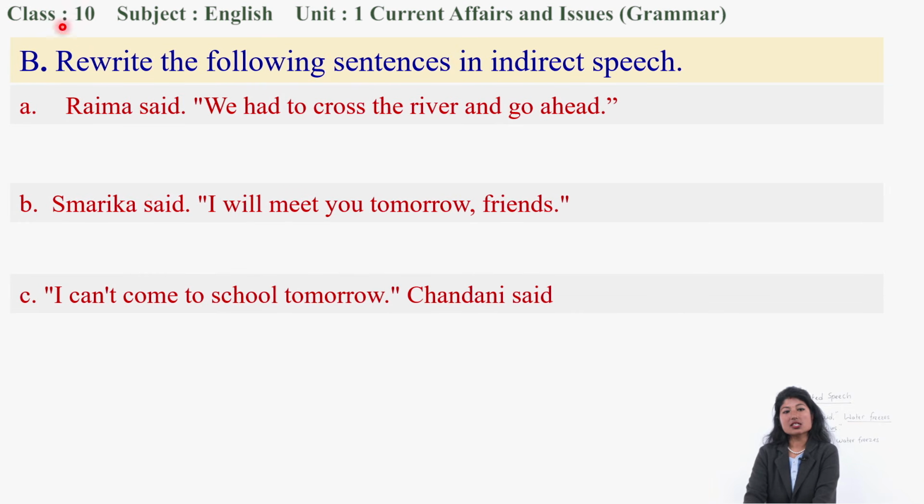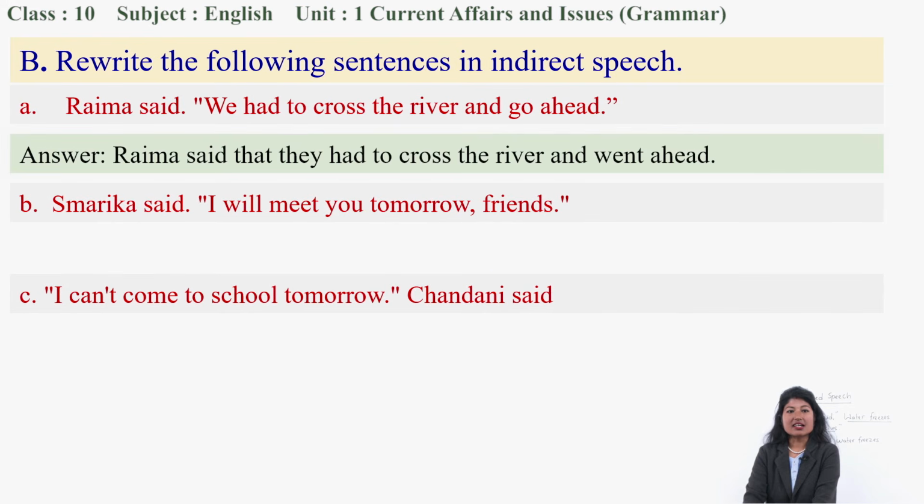So how it changes? Reima said that they had, we is there, that's why they, right? We means they had to cross the river and go ahead. Go, went. Okay, next statement.